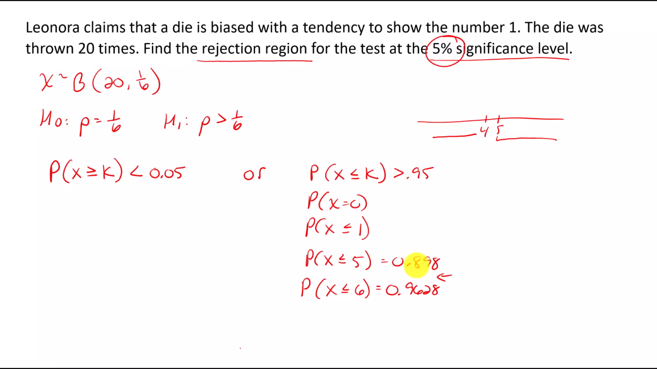So I need to think about my alternative. If the probability that x is less than or equal to 6 is greater than 0.95, then the probability that x is greater than or equal to 7 must be less than 0.05. Okay, so that's the alternative to this. And so this is my rejection region.